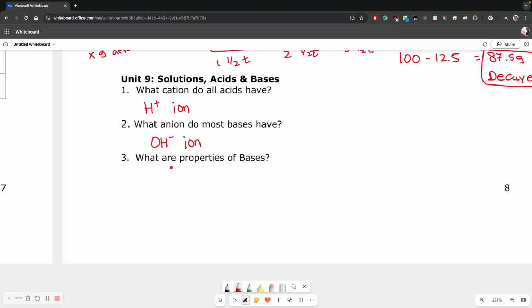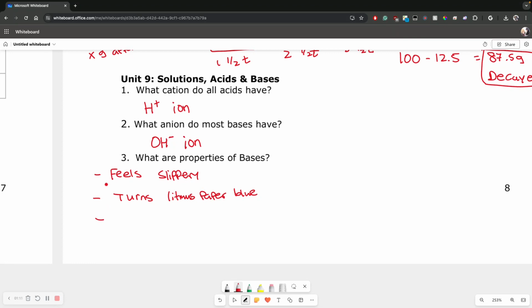What are the properties of bases? Well, a base is going to feel slippery. They're going to turn litmus paper blue. Litmus paper is just a strip of paper that you dunk in the liquid, and it'll turn blue if it's a base, and it'll turn red if it's an acid. So if it's a base, it'll turn blue, so that's a characteristic.